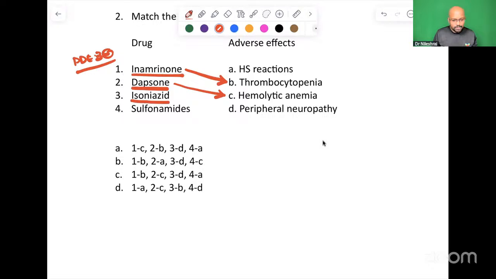Isoniazid is an anti-tubercular drug. Most of you would have cracked it, no? Isoniazid will be producing peripheral neuropathy. Most of you would have known it. That's why all of these options I have given, 3D, right? It's already there in the options. Sulfonamides, on the other hand, will be producing hypersensitivity reactions, because of sulfa drug allergic reactions. So 1B, 2C, 3D, and 4A. This is the answer for this question.